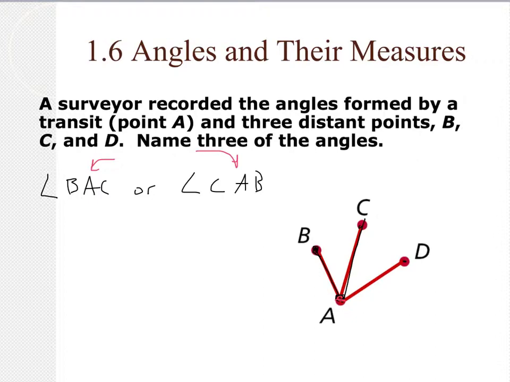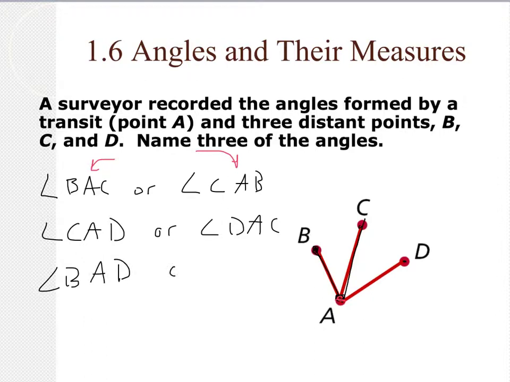A few other angles. Angle CAD, which could also be called angle DAC. Lastly, angle BAD or angle DAB. Again, each of these has the vertex in the middle. All of these have the vertex of A. They are all in the middle. Also, we will have the angle symbol on each of these, right before you start.